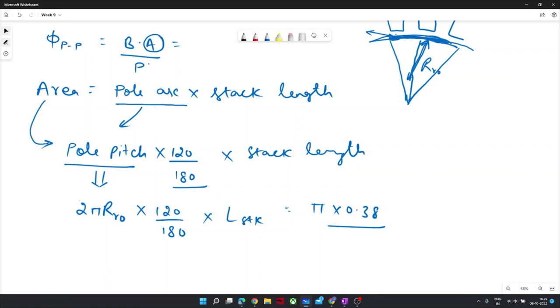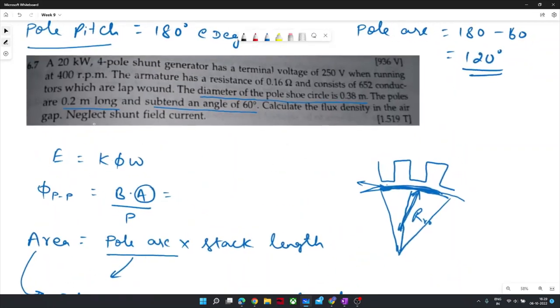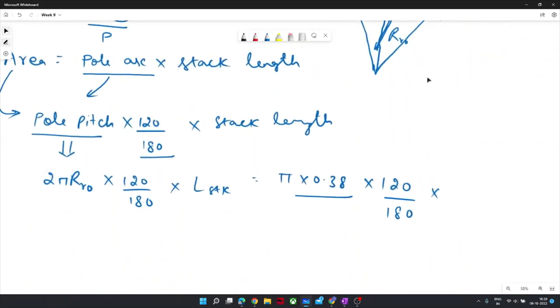And this was divided with pole also, flux per pole. But let me take as of now only area, active area. 120 by 180 into a stack length is also given, that 0.2 meter long. So this is it. Active area will come out to be 0.159 m square.